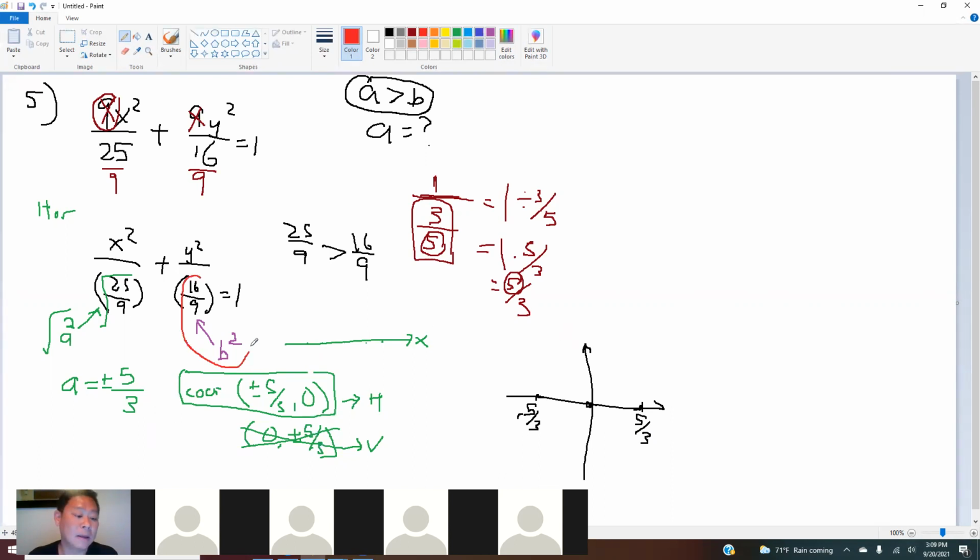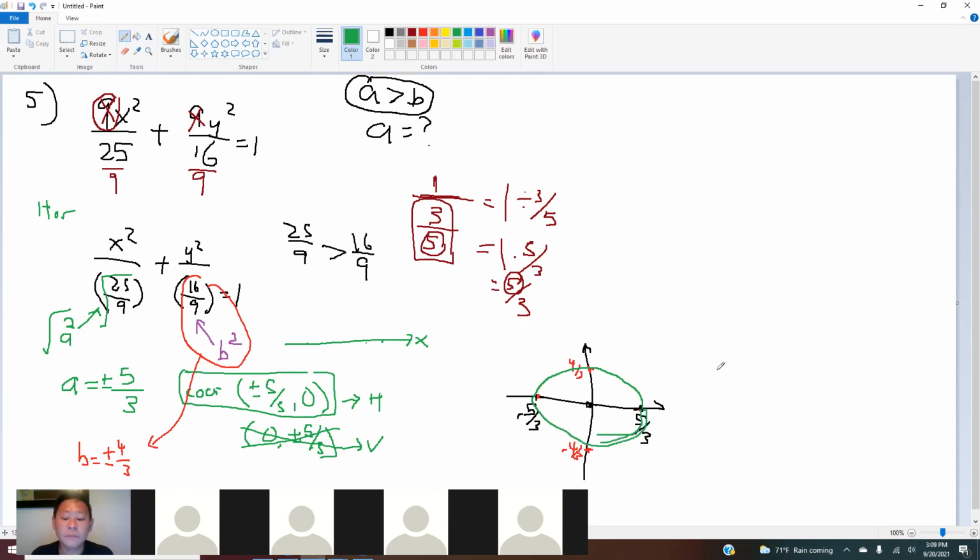So can someone tell me what is B in this case? It's plus minus what? 4/3. So that means you have to go up 4/3 and you have to go down 4/3. So you get these two dots and those two dots. You draw me an ellipse, which is like a circle, but it's not a circle because 5/3 is bigger than 4/3. So it looks something like this.